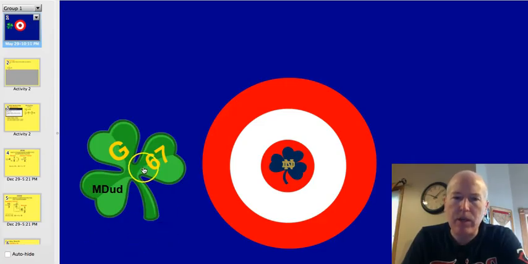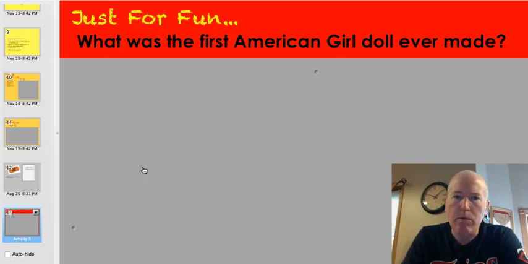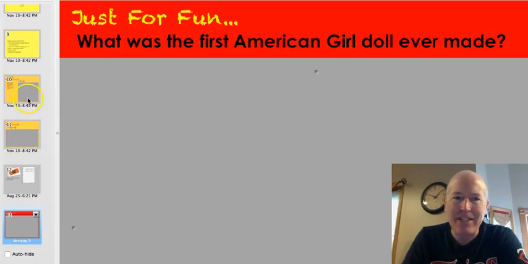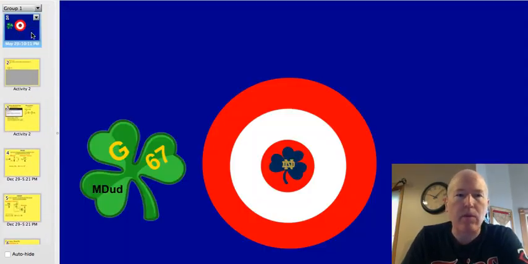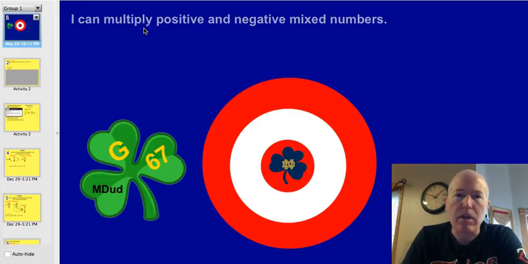But before we do that, let's go ahead and start off with our trivia question today. What was the first American Girl doll ever made? We'll have a drop-in visit with the household expert to get the answer to that question after our instruction.